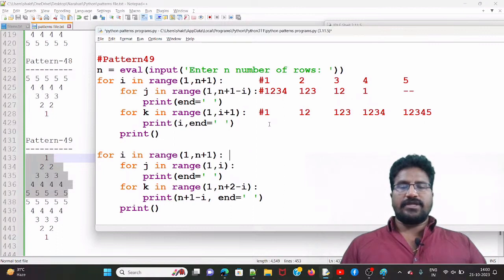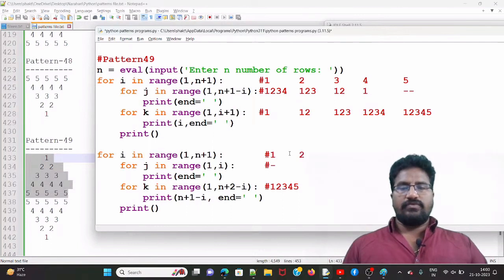So the first part over, second part: whenever i value is 1, then j how many times here? Here no iterations, that means no space. And k, how many times iterating now? 5 times iterating. Those 5 times, what is displaying here? So n plus 1, 5 plus 1 is 6, 6 minus 1 is 5. So 5 displaying 5 times.